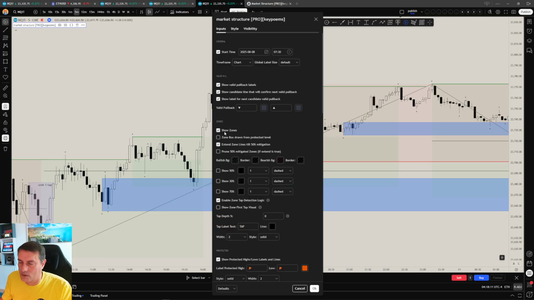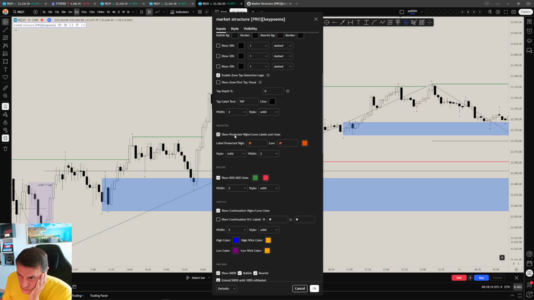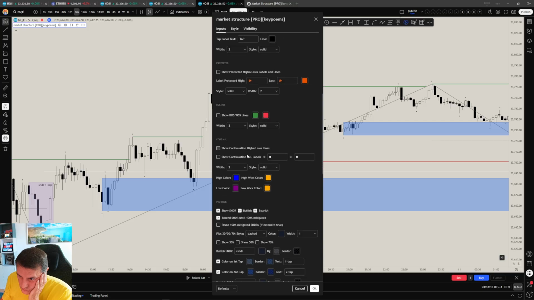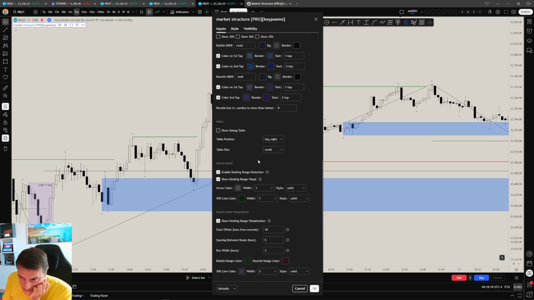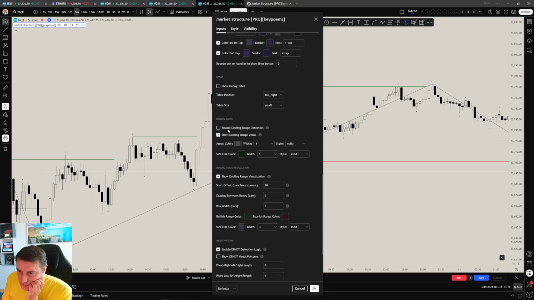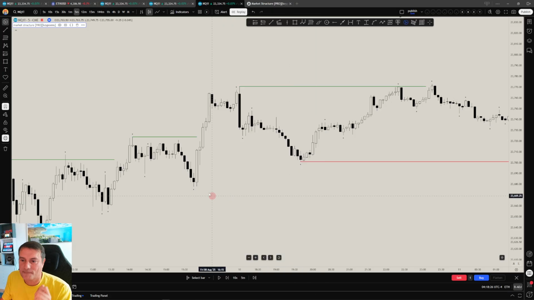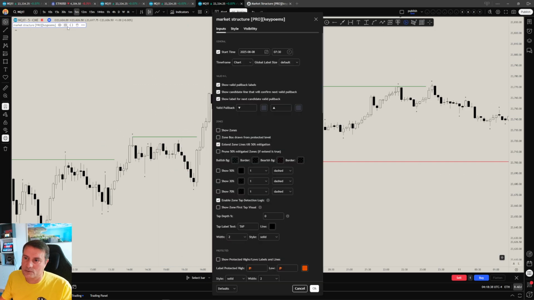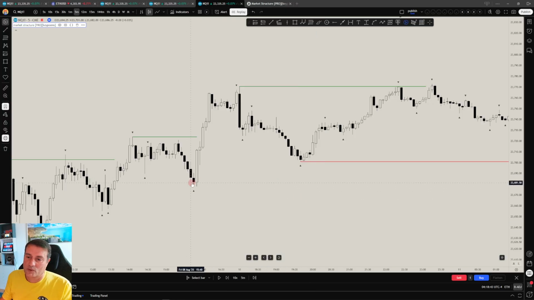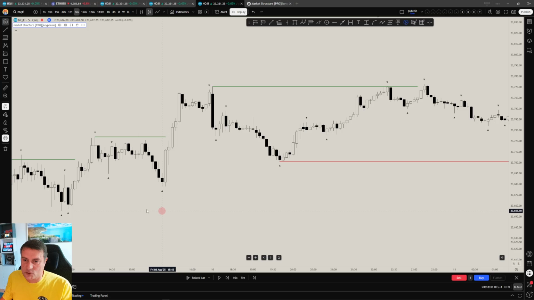Now let me do something different, right? So let's not show the zones. Don't show the protected lines. Don't show the continuation. Don't show anything. Don't show SNDR. Don't show the dealing ranges. Yeah. So the first thing I did when I created my market structure indicator was that the zones will only make sense if we mark the correct swing points.